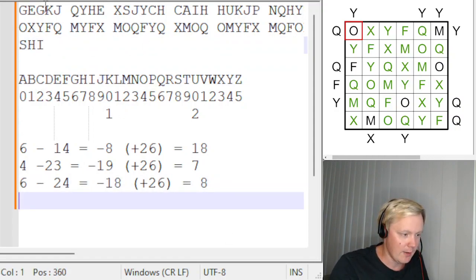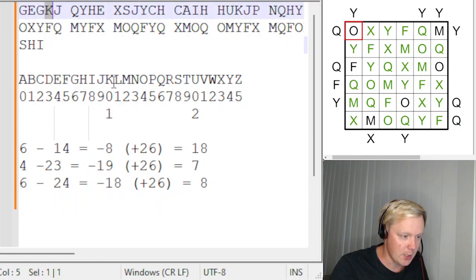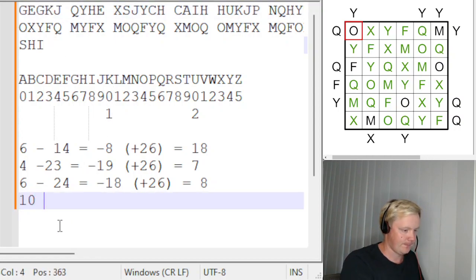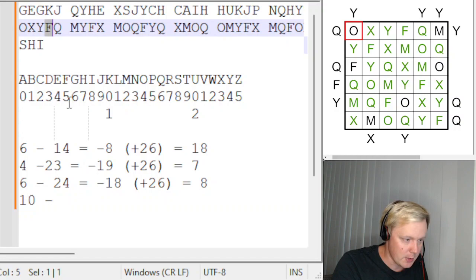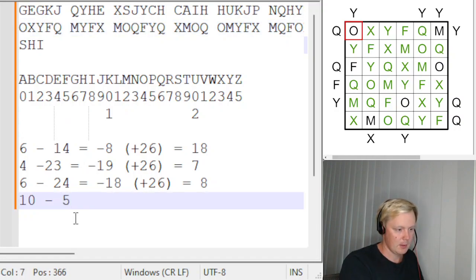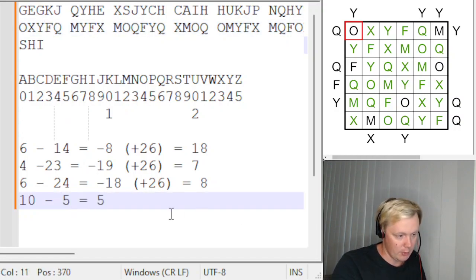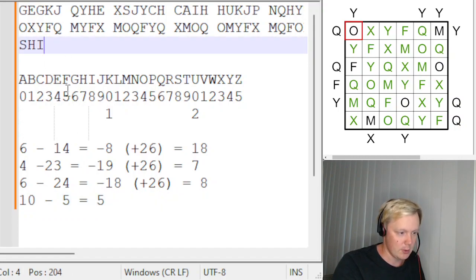Then we would have K, which is 10. 10 minus this F here, which is 5. And that's just 5, which is already in the correct range. So we just use 5, which is the F here.